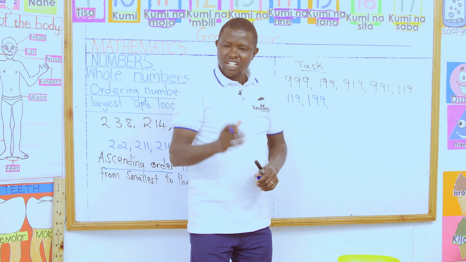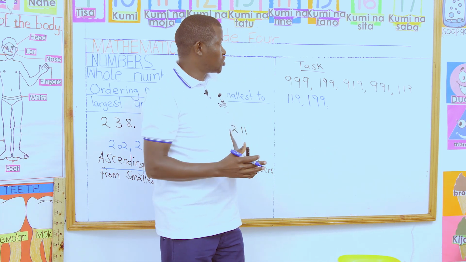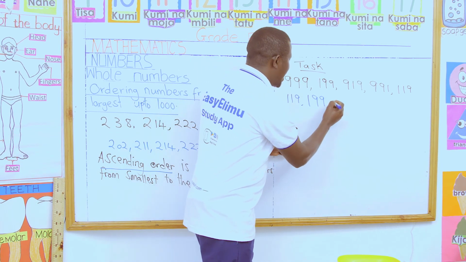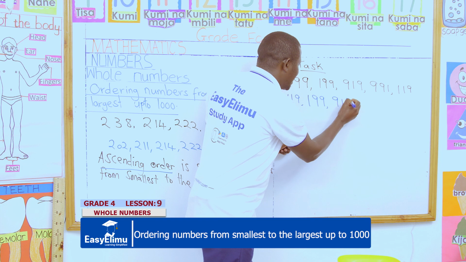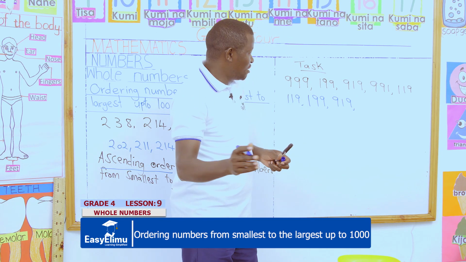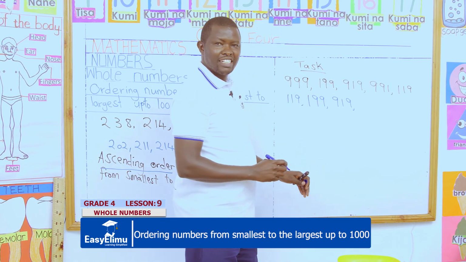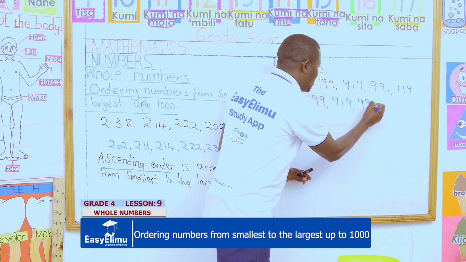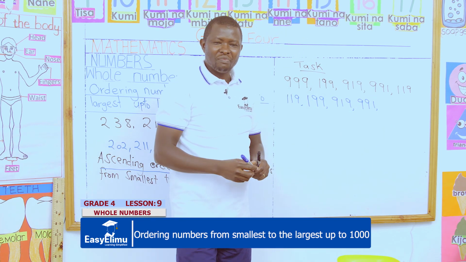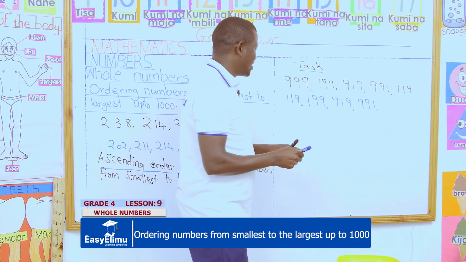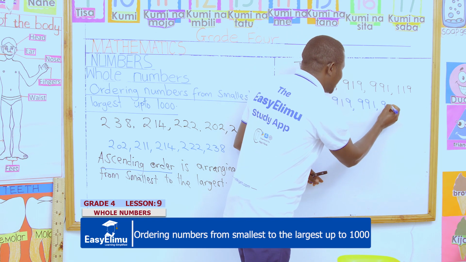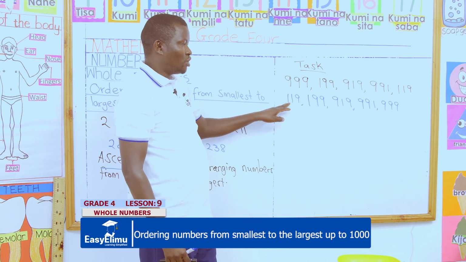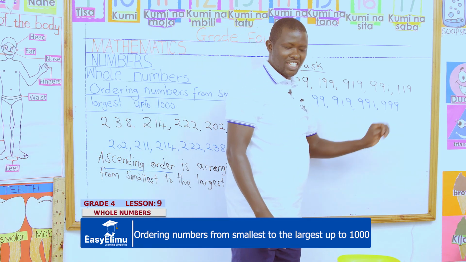The third one, Tom, how have you arranged the third one to be? Which number becomes the third? The number that comes the third is 919. And from you, James, the fourth one, 991. And the last one from John, the last one is 999. And that is correct. We have arranged our numbers from the smallest all the way to the largest.